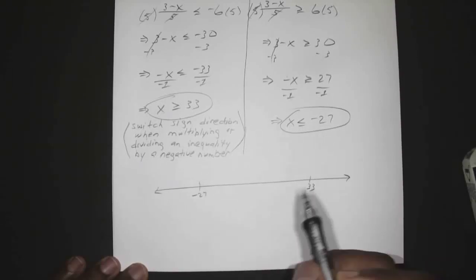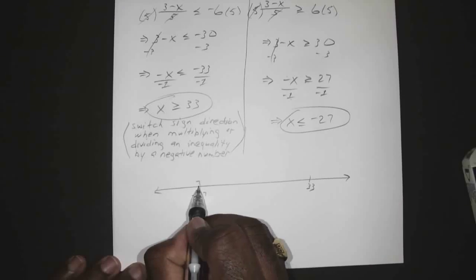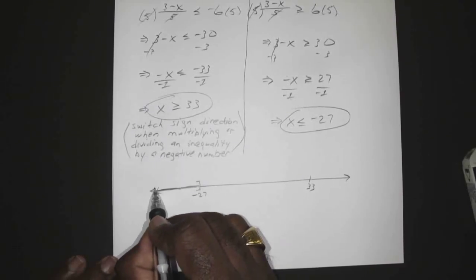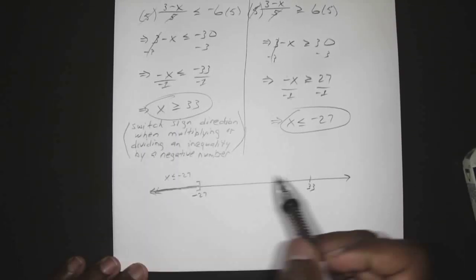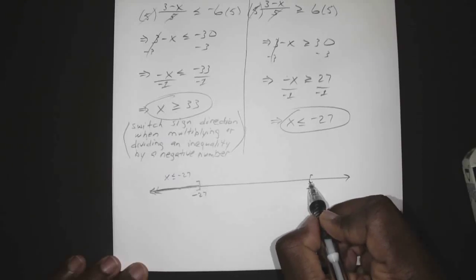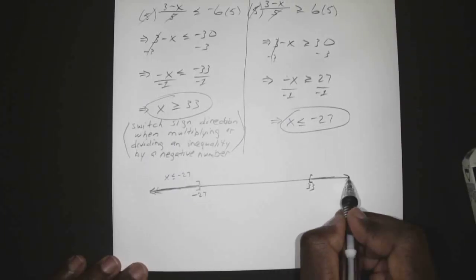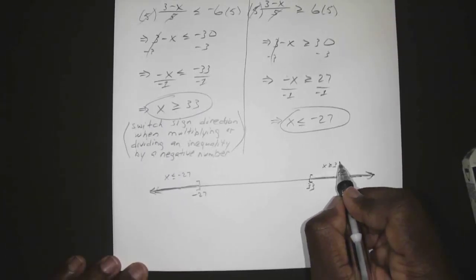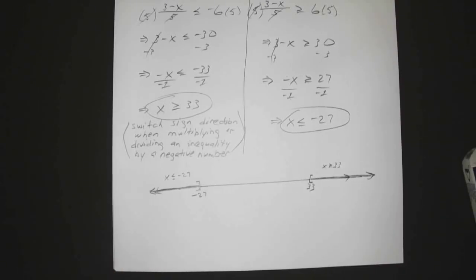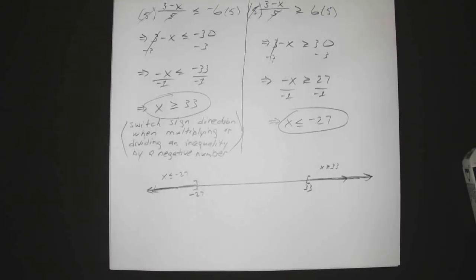So x is less than or equal to negative 27. It means that everything on this side will be true. This is your x less than or equal to negative 27. And x is greater than 33. Since it's less than or equal to, you're going to use your bracket. And everything here will be true. Okay, so that would be your graph. Any questions on this one? All right, I'll leave that up for a few more seconds.